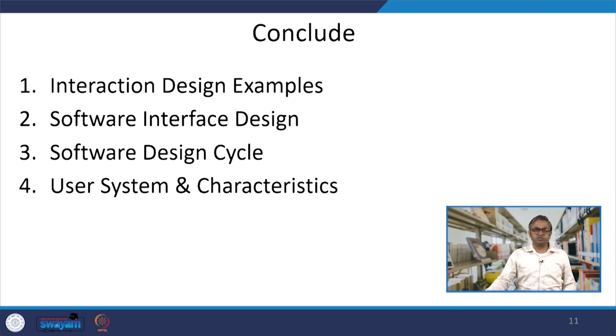Now, with this understanding, we come to this slide where I would like to conclude. We saw a few examples on interaction design, such as the aviator example, analyst recording the MRI. Such examples clearly indicate the significance and relevance of human computer interaction. Another thing which we learned is the software interface design, followed by the software design cycle. And finally, we studied the user system and characteristics, how we can strengthen this system and how we can boost its characteristics. So I will rest my case here. We will see each other in the next lecture.